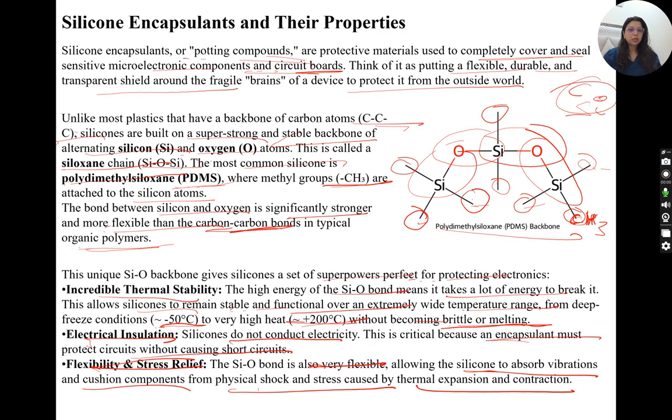So I hope this silicone polymer is clear: what the chemistry behind it is, how it is formed, the structure, and their different properties.